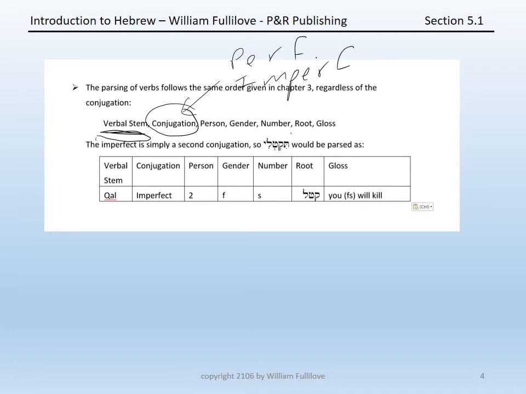For instance, tiktali would be parsed as a qal imperfect second feminine singular from the root katal, and glossed as you, feminine singular, will kill. Notice in comparison to the paradigm that we have both a prefixed tav and a suffixed yod. The combination of those two helps us see that this is a second feminine singular form.